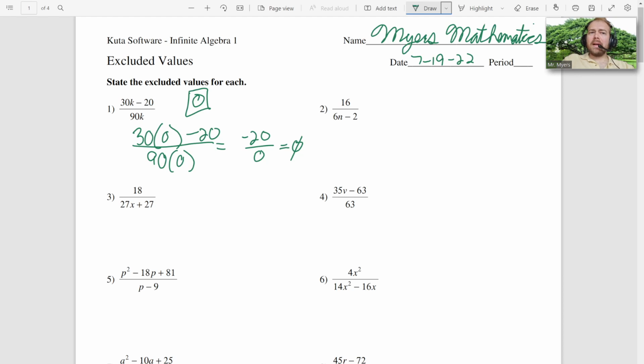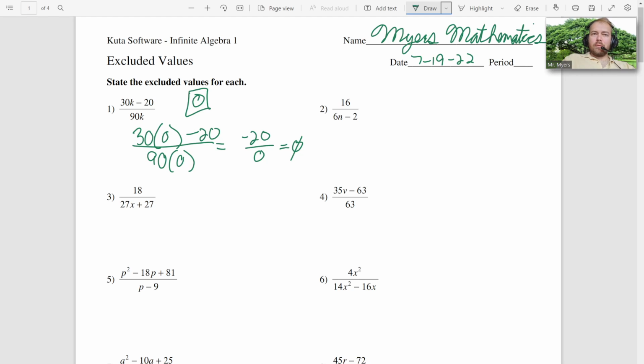That's the excluded value. K cannot be equal to 0, because if it is, then the denominator is 0. It doesn't matter what the numerator is. If the denominator is 0, you get a non-answer. Any sized box can fit an infinite number of nothing into it. So it's just kind of nonsensical for certain values.